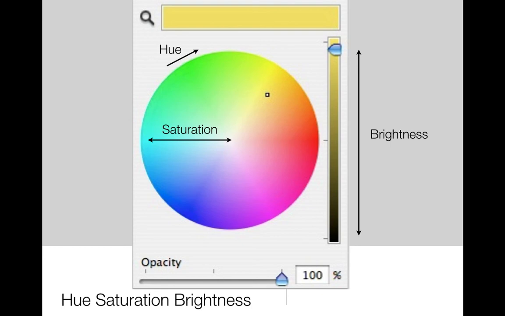The hue is connected to the frequency or wavelength of the color. The saturation tells us how pure the color is, and brightness tells us how light or dark it is. And that's by far the most natural system for humans.